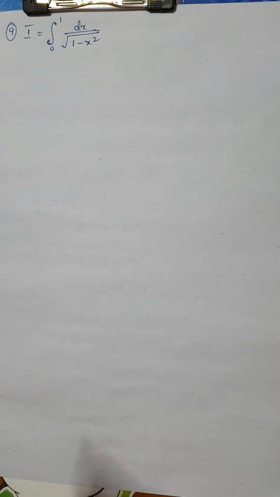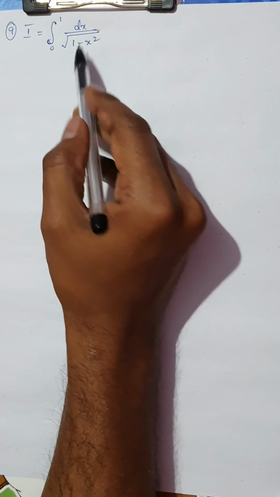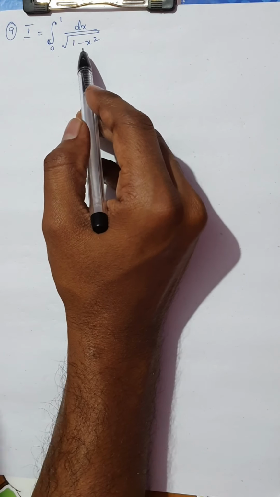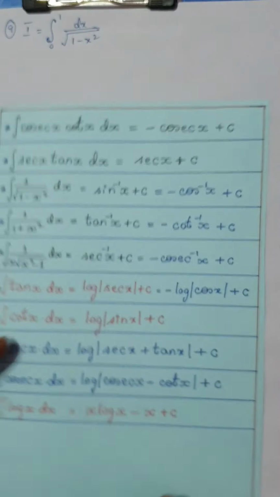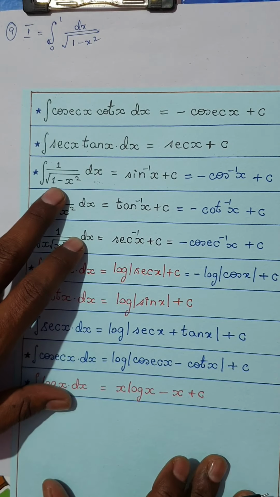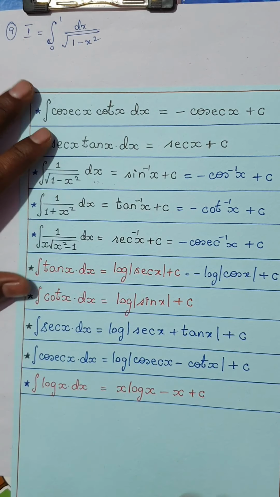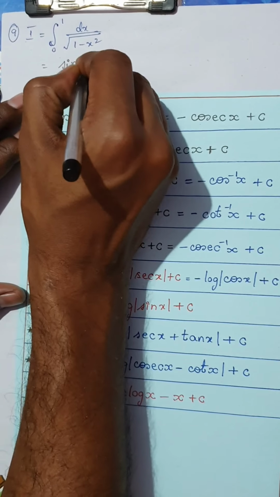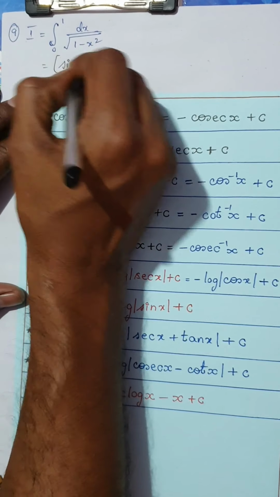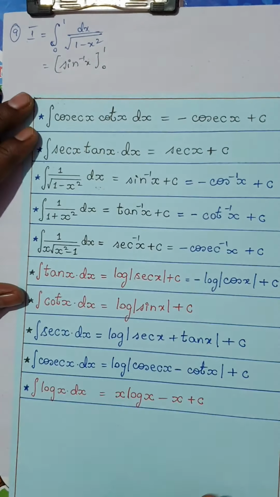Moving on to the next integral, we have 0 to 1 dx divided by root of 1 minus x square. Again, this is a standard integral, I hope you remember this. The integral of 1 divided by root of 1 minus x square is sine inverse x, within the limits 0 to 1.